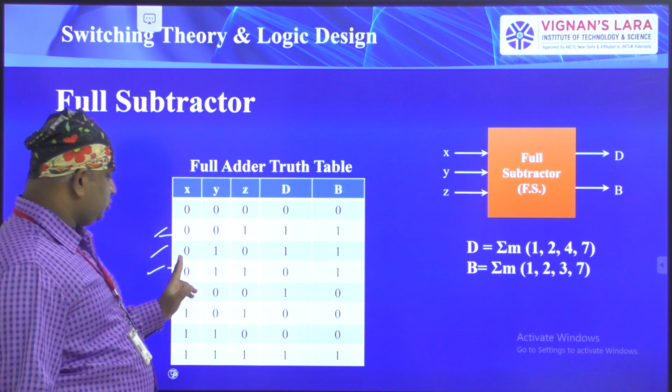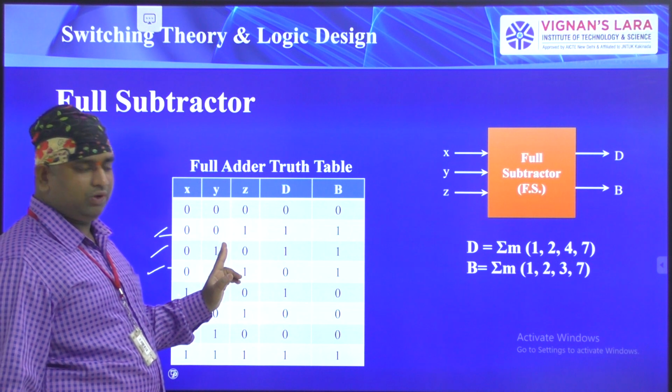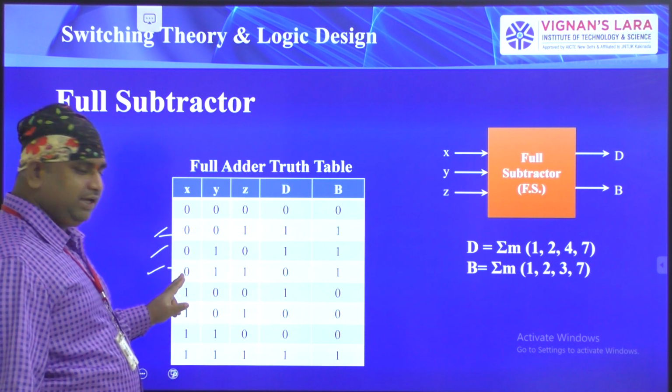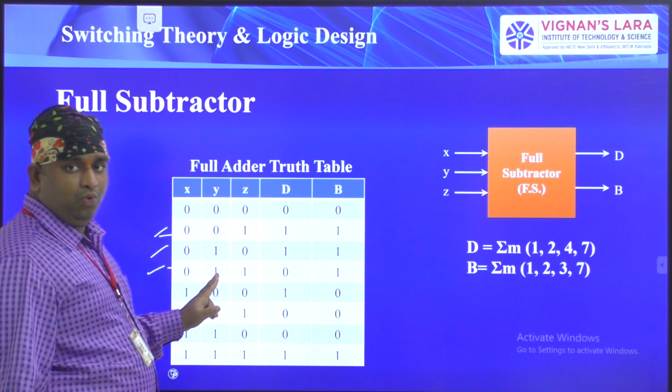Next, this one also 0 minus 1, here also we have 0 minus 1. So 0 minus 1, difference is 0 and borrow is equal to 1. Now see here, 0 minus 1, 1 minus 1.